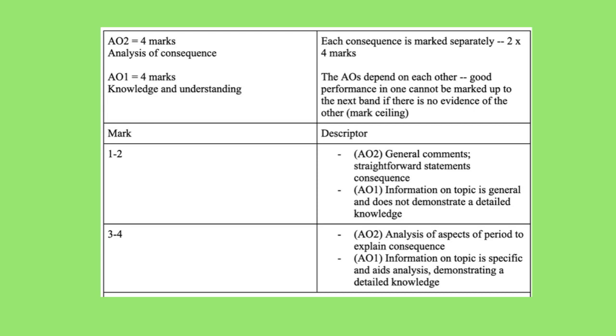To score highly in this question, you need to be giving developed statements. So by that we mean that you state your consequence nice and clearly at the beginning, then you give some evidence from your own knowledge to explain the consequence in a bit more detail and show that you've got a really good understanding of the topic. Now this question is only worth 4 marks, so you don't need to write absolutely loads, but just make sure that you've explained that consequence in enough detail to get your point across.